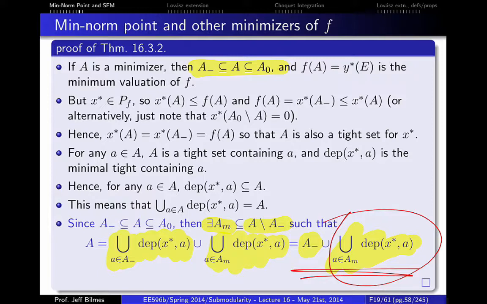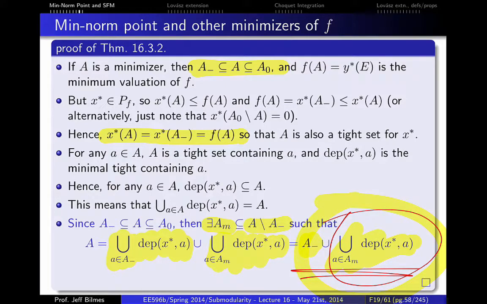In the statement of the theorem, we assumed that it was a minimizer and we said it can be represented in this way. And that any minimizer can be represented in this way.